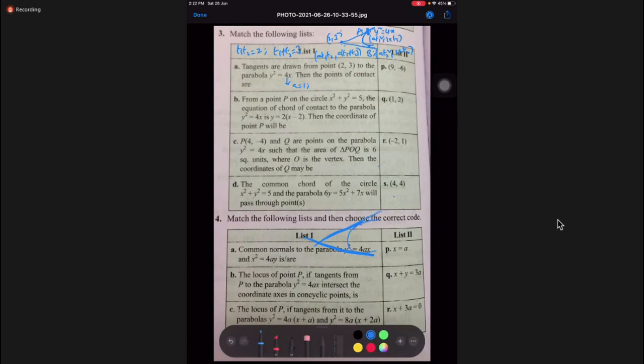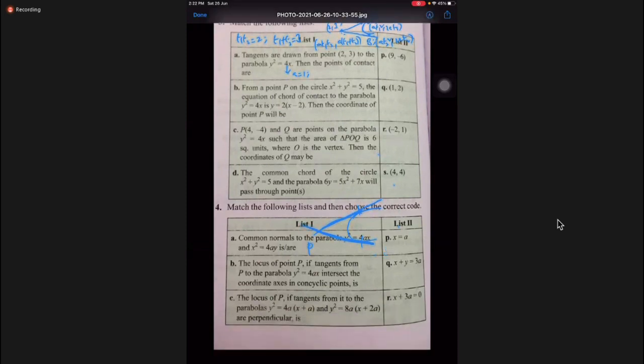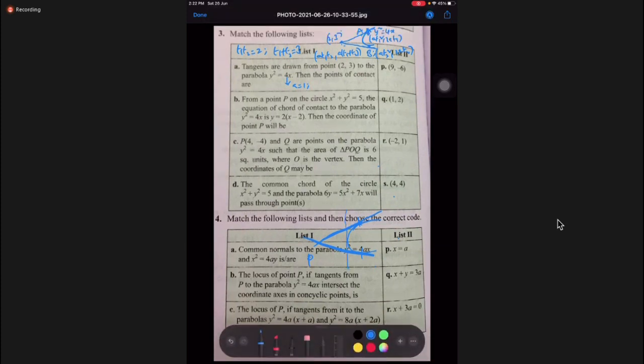This is the parabola, students. You have drawn a tangent to the parabola. Locus of point P, if the tangents from P to the parabola intersect the coordinate axis in concyclic points. That means I'm taking the coordinate axis roughly here, students. Don't measure. Where it meets the coordinate axis, somewhere here, anywhere you can take B, C.